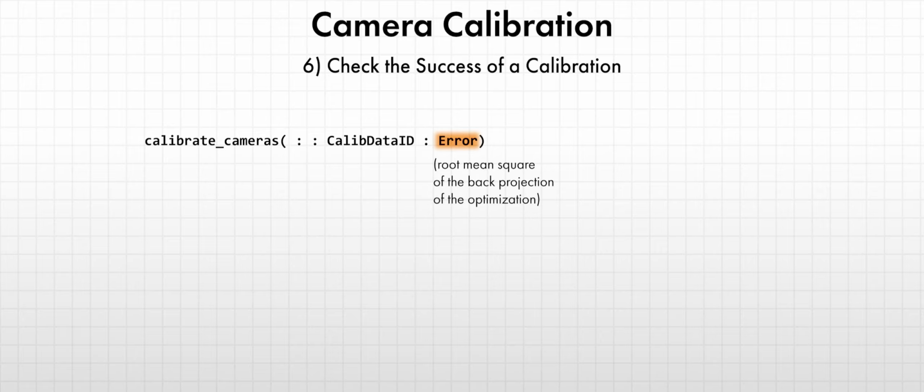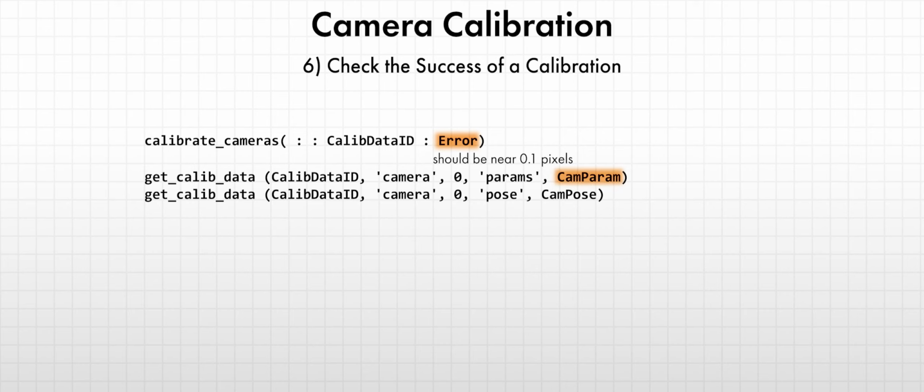Finally, how can we check whether a calibration was successful? The first indication is the error returned by the operator calibrate cameras. This error is the root mean square of the back projection of the optimization. A value of 0.1 pixel indicates that the calibration was performed with a residual error of 1/10 pixel. Thus, you can expect to perform measurements with a sub-pixel accuracy of 1/10 pixel. If you follow the hints provided in this video, you should typically be able to reach such an accuracy with your setup.